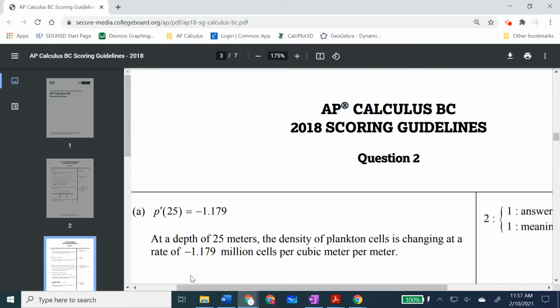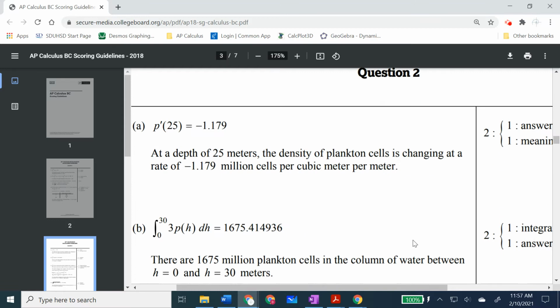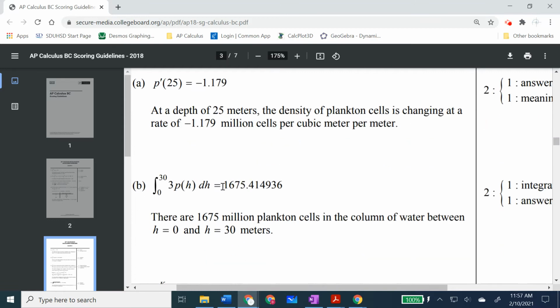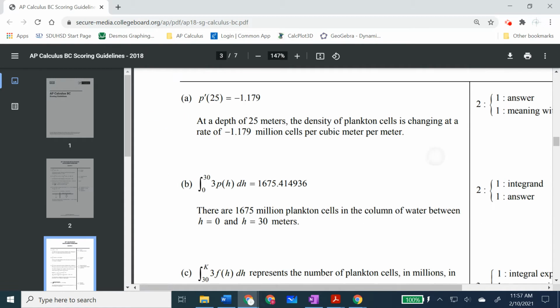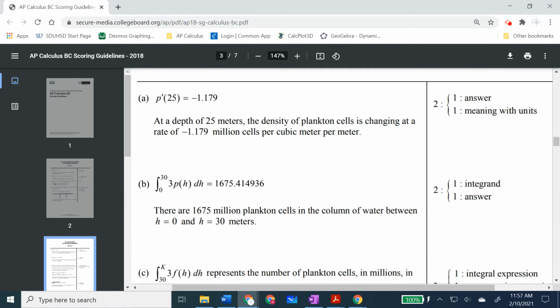So then I'm going to grab the answer. You should be getting this number from your calculator, 1675 million plankton cells. And also you can see the scoring guideline.